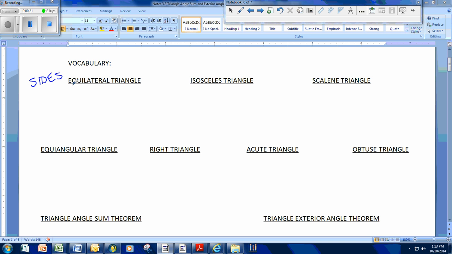Okay, so first type of triangle we're going to talk about here is an equilateral triangle. If you have an equilateral triangle, all the sides are congruent. So if you have a triangle and all three sides are exactly the same measure, that is known as an equilateral triangle. Next, we have an isosceles triangle. In an isosceles triangle, exactly two sides are congruent. So if that side is equal to that side and the other side's a different length, that has exactly two sides congruent, and it's known as an isosceles triangle.